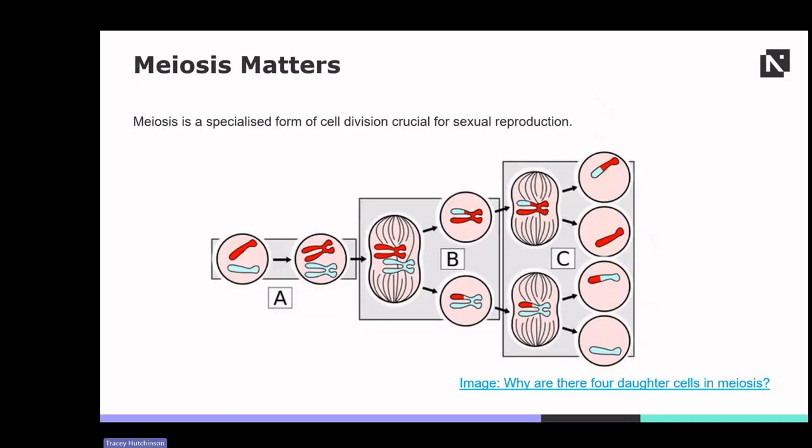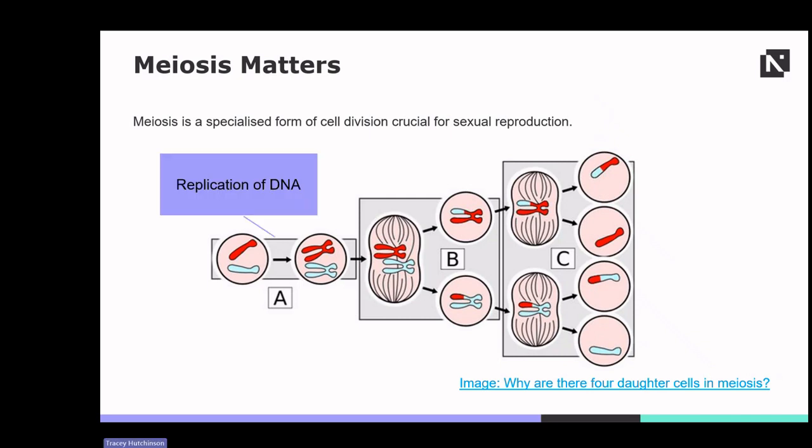Meiosis is not just another form of cell division. Meiosis is a specialized form of cell division crucial for producing genetically unique gametes used in sexual reproduction. It involves 2 rounds of division, resulting in 4 daughter cells with half the number of chromosomes as the parent cells. During meiosis 1, genetic variation occurs through crossing over, where homologous chromosomes exchange genetic materials.